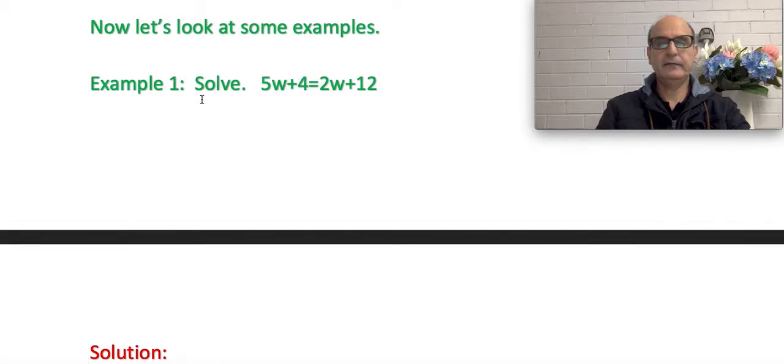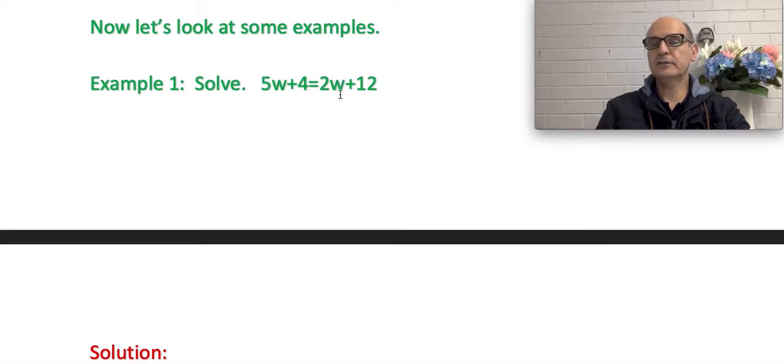Okay, here we got some more examples. They want us to solve this equation: 5w plus 4 is equal to 2w plus 12. And you guessed it right, we need to take away 2w from both sides. Why? Because 2w is smaller than 5w, so the coefficient of w here is larger.